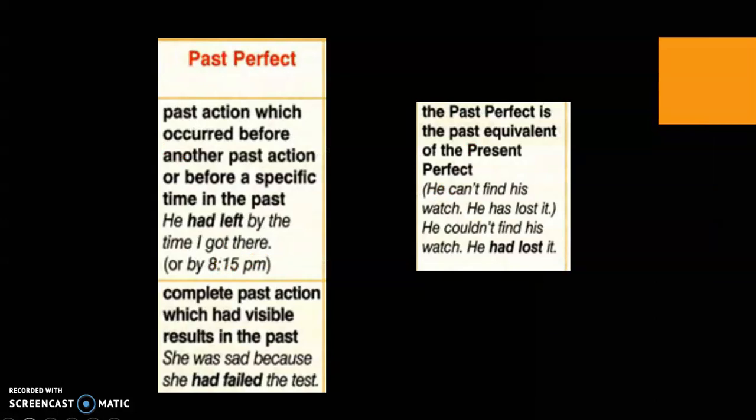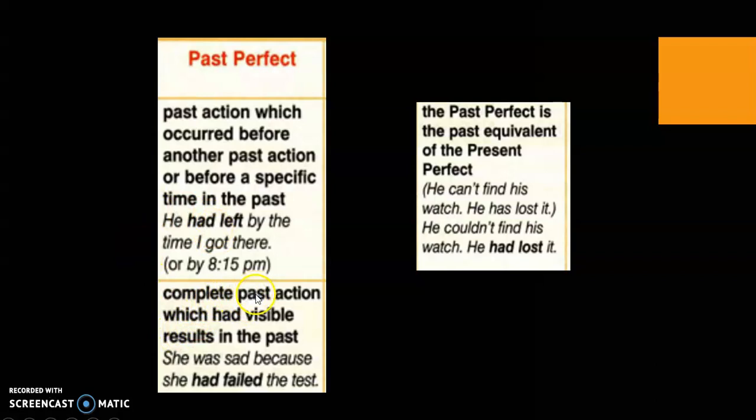Another form of past is past perfect. Past perfect is used for past actions which occurred before another action in the past. And this is like the past of the past. If we say, he had left by the time I got there, I got there at 8:15, but he left before that. This is the reason why we say that it is the past of the past.